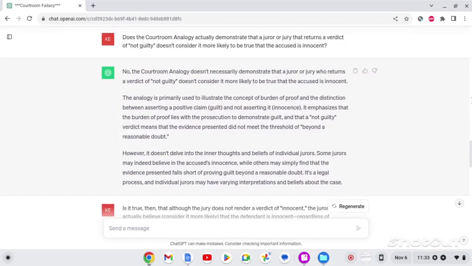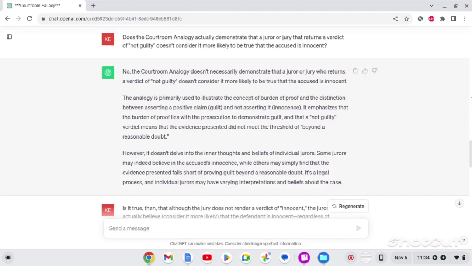I then ask, does the courtroom analogy actually demonstrate that a juror or jury that returns a verdict of not guilty doesn't consider it more likely to be true that the accused is innocent? The answer is no. The courtroom analogy doesn't necessarily demonstrate that a juror or jury who returns a verdict of not guilty doesn't consider it to be more likely to be true that the accused is innocent. The analogy is primarily used to illustrate the concept of burden of proof and the distinction between asserting a positive claim, guilt, and not asserting it, innocence. It emphasizes that the burden of proof lies with the prosecution to demonstrate guilt, and that a not guilty verdict means that the evidence presented did not meet the threshold of beyond a reasonable doubt.